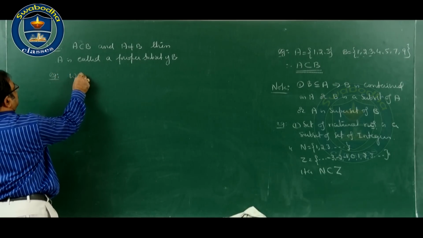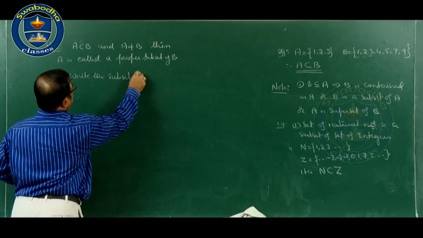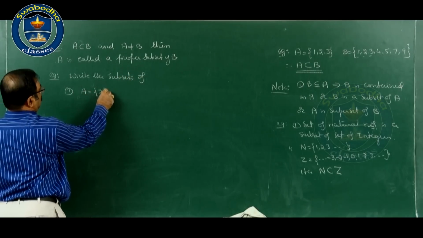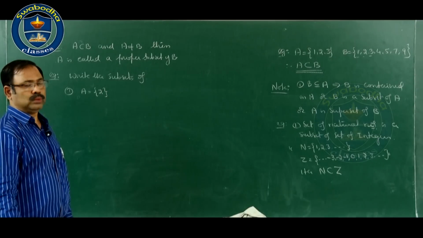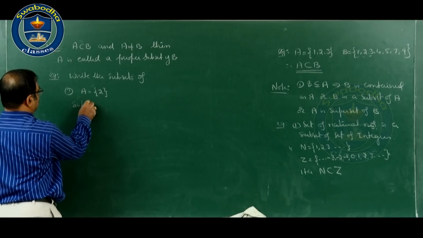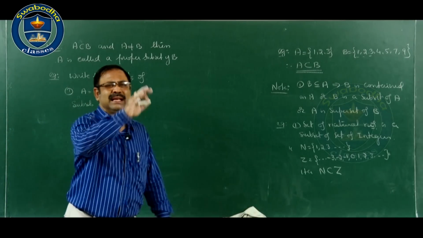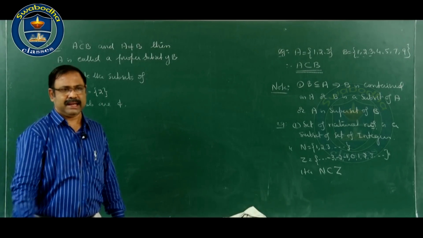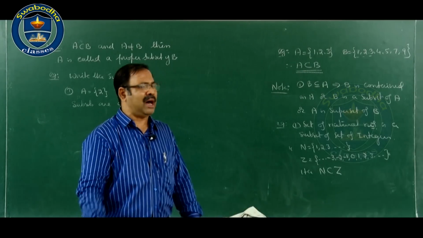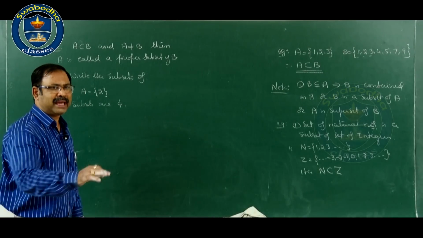See, write the subsets of A = {2}. The element is 2. What is this subset? See, the empty set is always a subset of every set. Remember what the empty set is? It is a subset of every set. Always that result is true. It is always a subset of a given set.